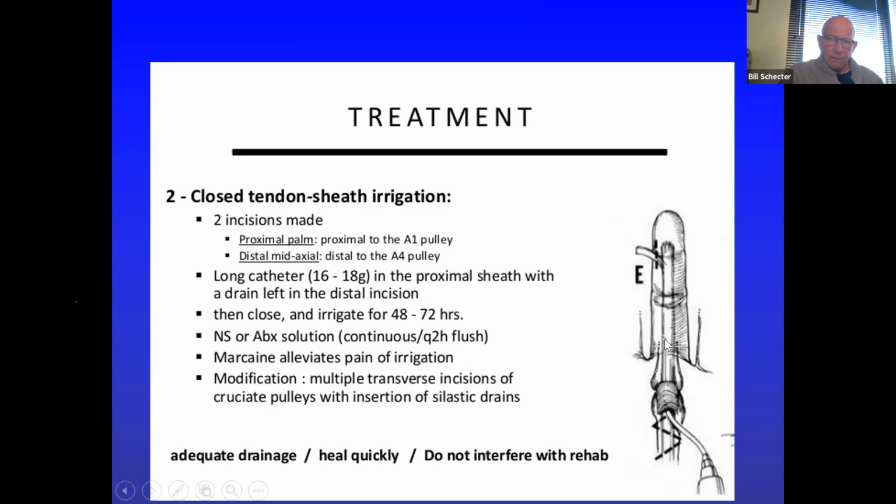catheter up through with a bunch of holes cut in it through the fibroosseous tunnel, that is zone 2 of the flexor tendons, and bring it out, and then irrigate with normal saline or antibiotics. You can put a little penicillin in there or just some kind of antibiotic to irrigate out.